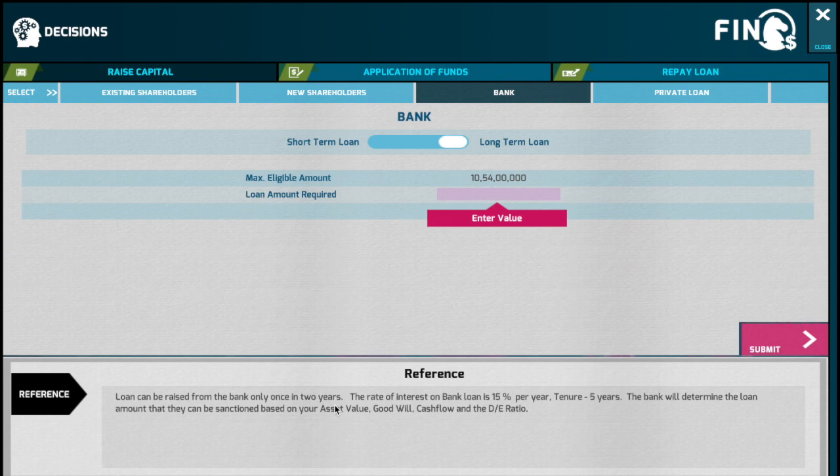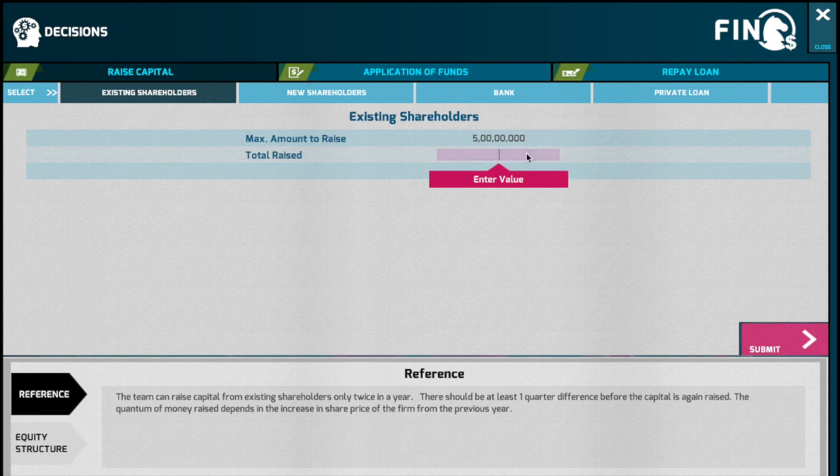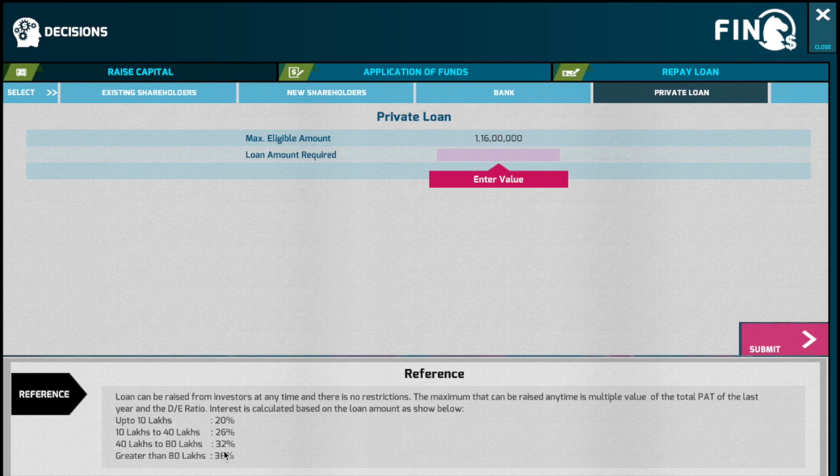In order to raise capital from shareholders or from private lenders, please enter the amount that you would like to raise, and the amount should be equal to or lesser than the eligible amount. In case you're raising debt, please read the note on the interest rates which the lenders charge. Private lenders charge more than the bank, but you do not have any restrictions on the number of times that you would be in a position to raise capital from them.